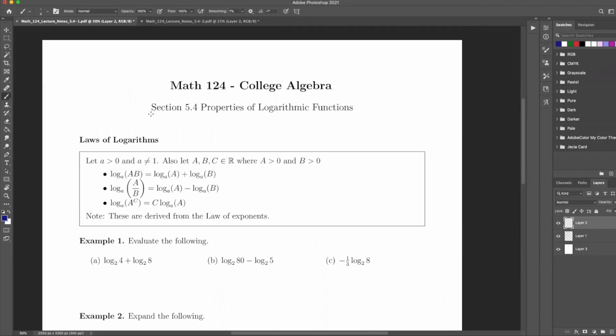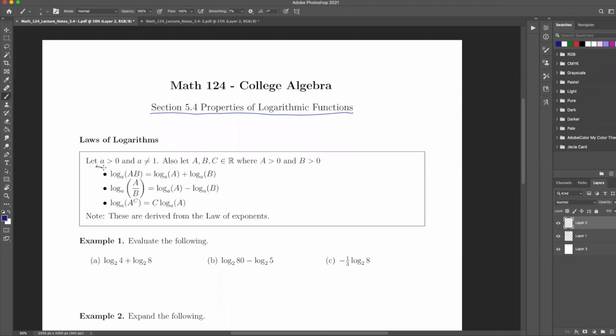All right, so here we're going to be starting. We're going to be doing properties of logarithmic functions. And so properties of logs is just another set of laws. Laws of logs, properties of logs, right? This is just going to help us get started before we do equations with all of this.